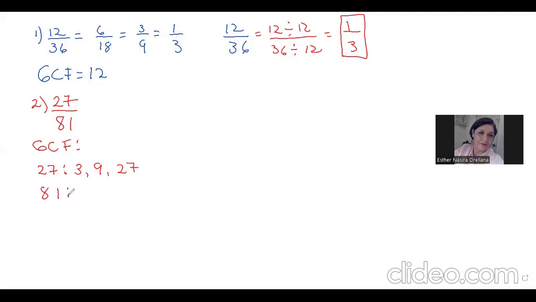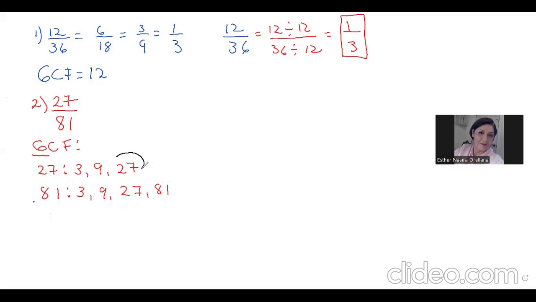Factors of 81: 3, 9, 27, and 81. I have, in both lists, 3. Both have the same factor 3. Both have the same factor 9 and 27. But we are looking for the greatest. And the greatest is 27.